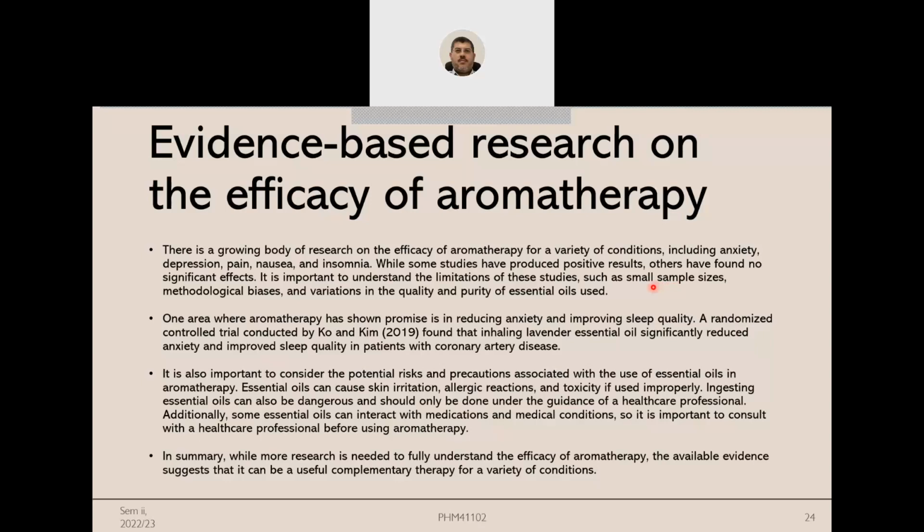When you read any study, you have to criticize the study. Okay, so you have to practice some critique. You look for the sample size, you look for the methodology of the study, if there is any bias. So how about the source of oil they used? Is it a standardized, known quality and purity, or just buy anything from the market? Okay, so all these may have effects on the results of the study.